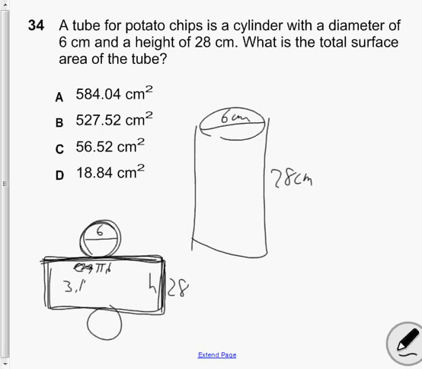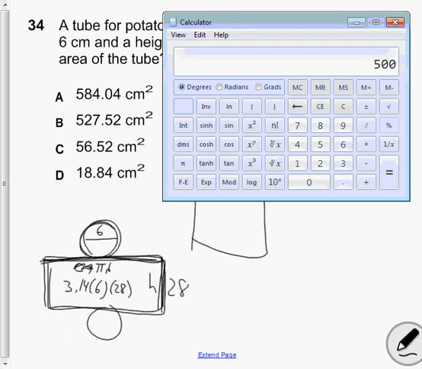So we're going to estimate, where we're going to use 3.14. 3.14 times 6 times 28 will be the area of that face. Take my calculator. 3.14 times 6 times 28. The area of that one face is 527.52. But that's not the only part of the cylinder. I also have two circles. The area of this circle is pi r squared, which is 3.14 times the radius being 3 squared, or 3.14 times 9.